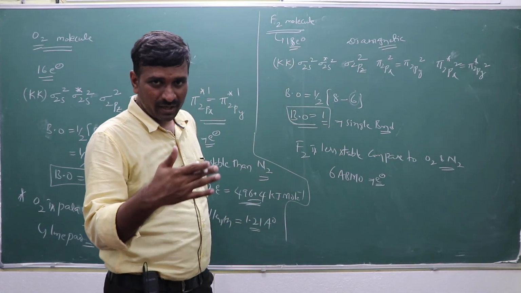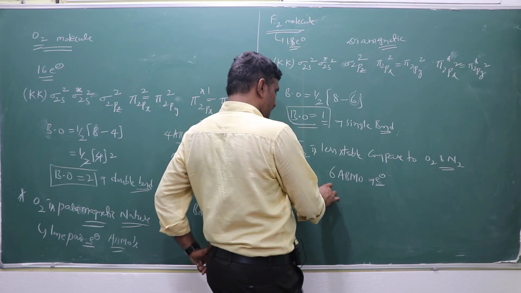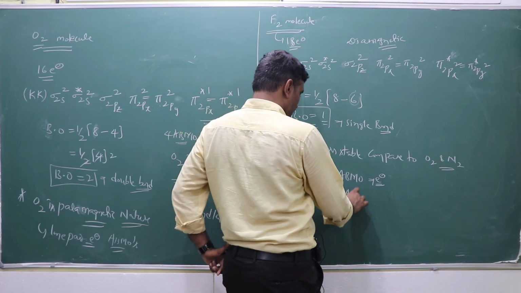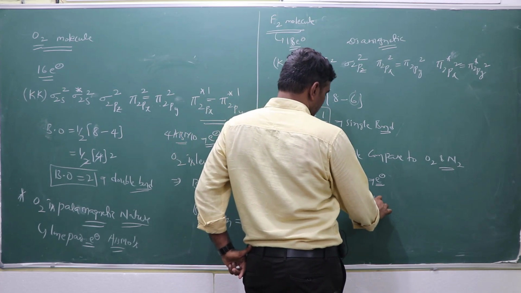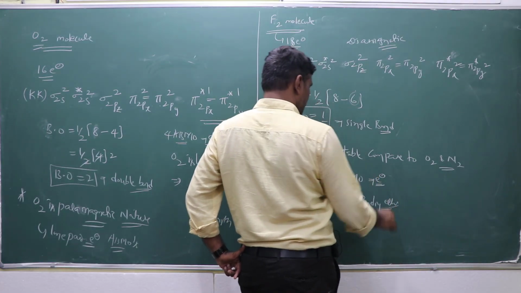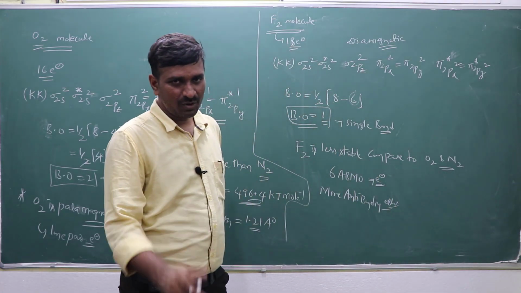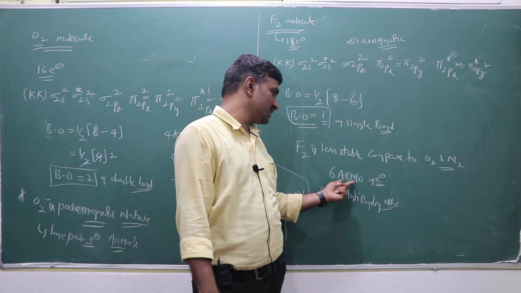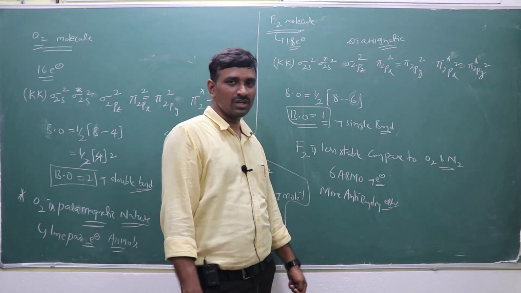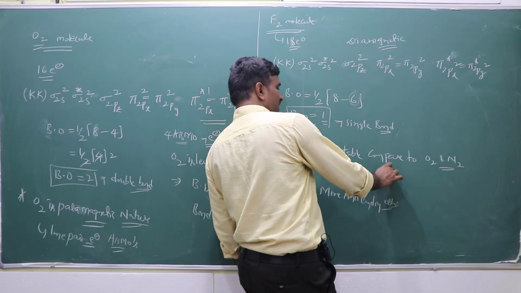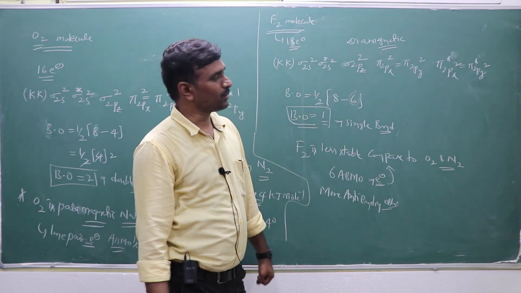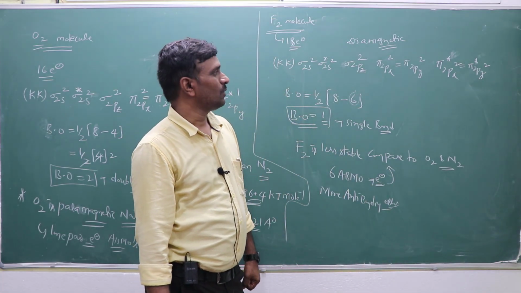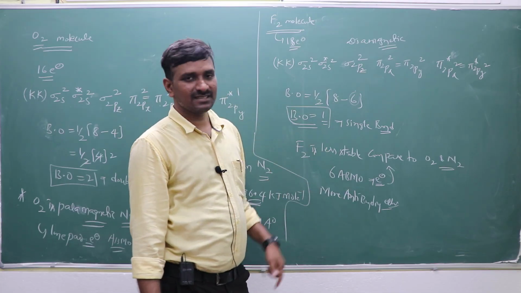So more antibonding effect is there. So that means the bonding does not exceed, but there is more antibonding effect. 6 electrons are present in the antibonding molecular orbital. Due to that, this F2 is less stable than O2 as well as N2.